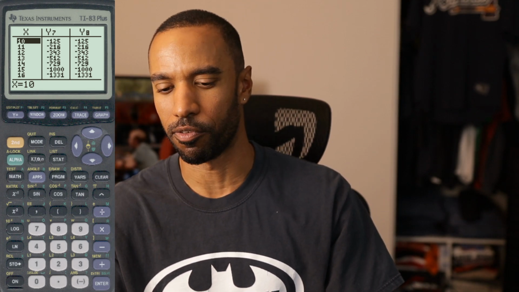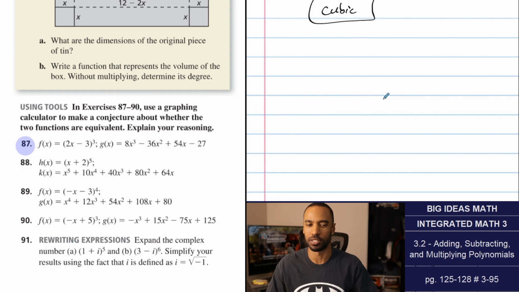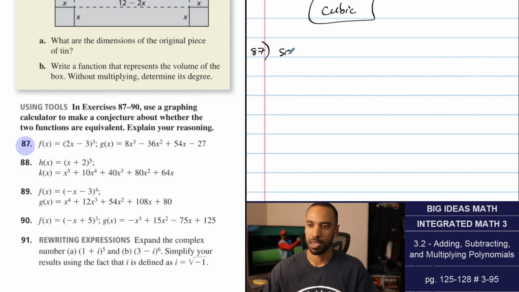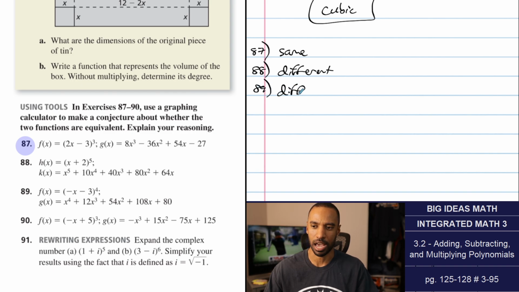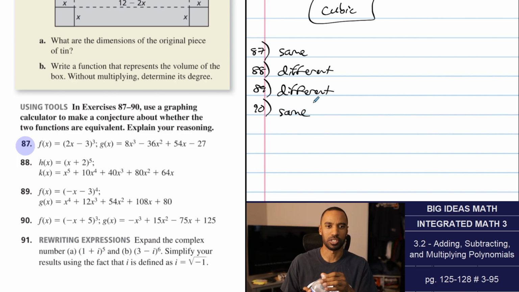So I should have looked at the tables before. So same, different, different, same, right? So that's me answering all four together. I hope that's okay. So 87, same. I'm not going to write them. 88, different. 89, different, which that one looks barely different. You had to be careful. That one, I see someone could mistake it as the same. I understand.